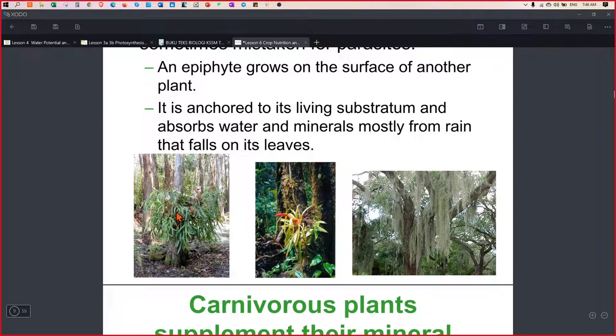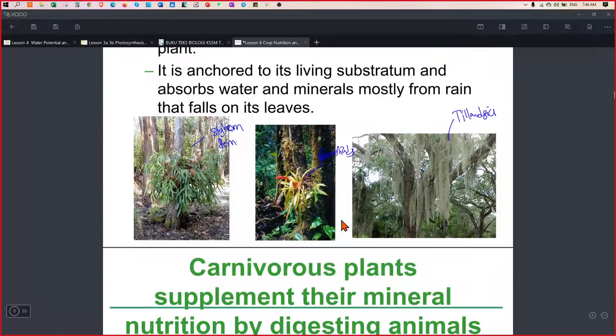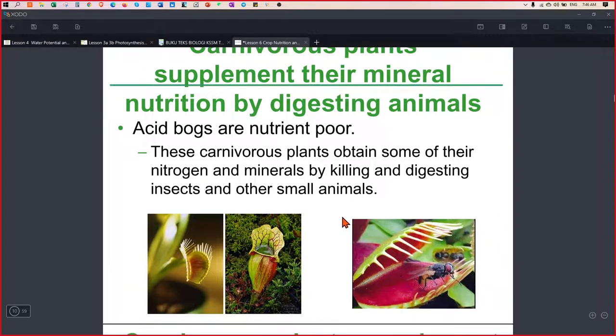Okay, we have this staghorn plants, we have this bromeliad. I'll just read the name. This is the staghorn fern. Staghorn fern. This is the bromeliad. I think I know this is Tillandsia. So these are all the examples of epiphyte plants, okay? Some plants, they are neither heterotrophic nor autotrophic, but they are rather carnivorous, okay?